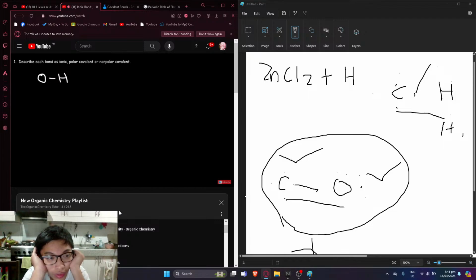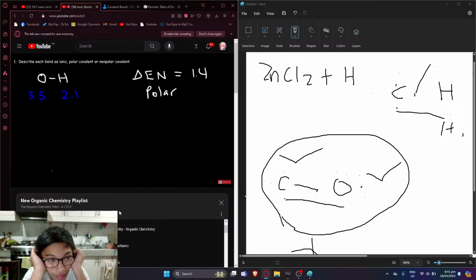Well, let's start with the electronegativity values. Oxygen has an electronegativity of 3.5, and for hydrogen it's 2.1. So the electronegativity difference is 1.4. So this is a polar covalent bond. It is highly polar.